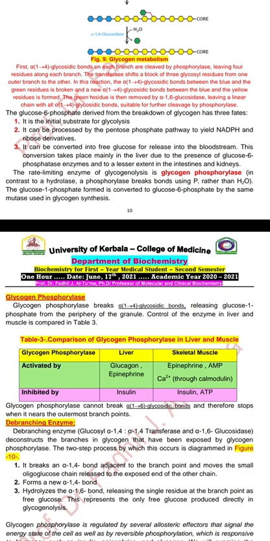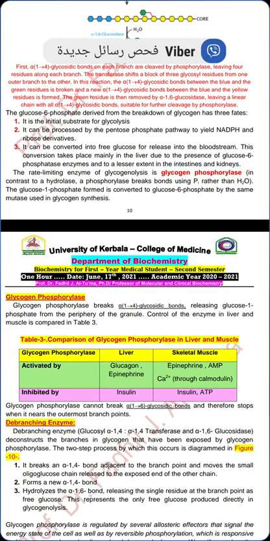The debranching enzyme, glucosyl alpha-1,4 transferase and alpha-1,6 glucosidase. هذا الانزيم نسميه debranching enzyme. It removes the glucose from the branch point in the glycogen that has been exposed by glycogen phosphorylase.